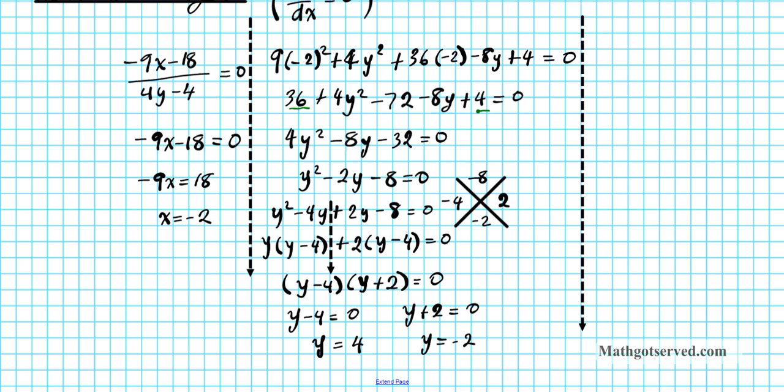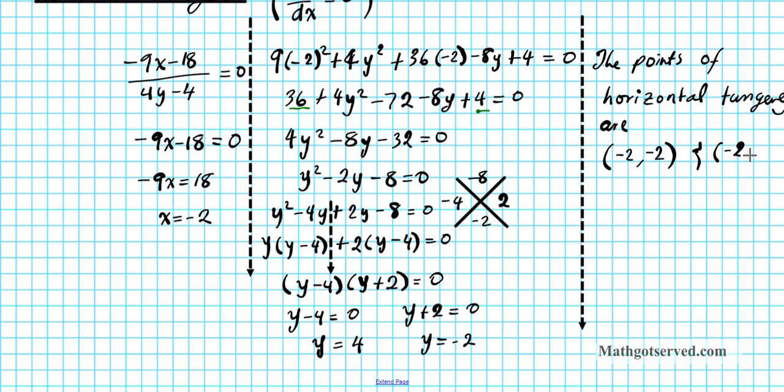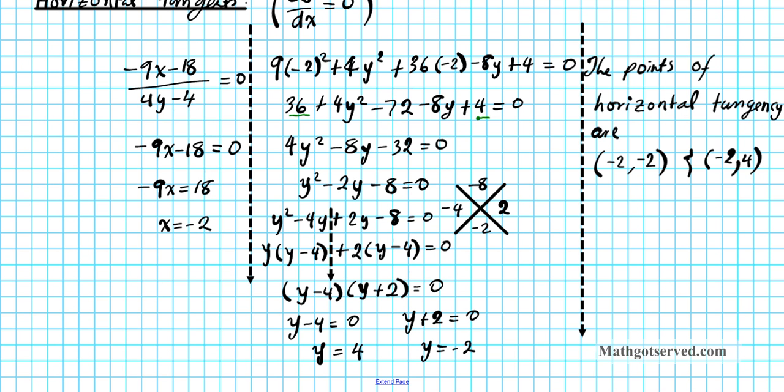So what this tells us is that the points of horizontal tangency are negative 2 comma negative 2, and negative 2 comma 4. Okay, the x coordinate stays the same, but we have two y coordinate values. Alright, so there you have it.